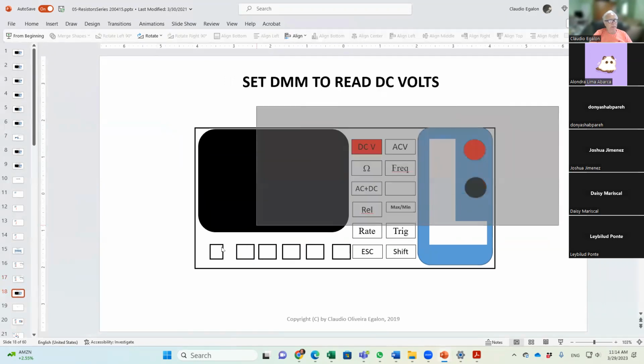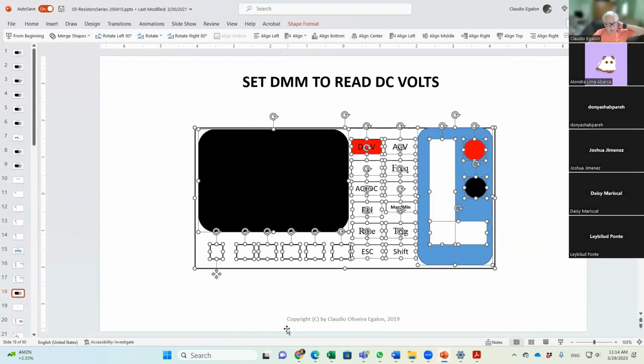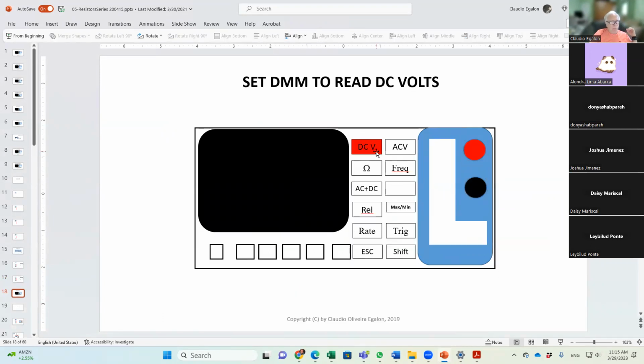Sometimes when you see an instrument like that, you see so many buttons that you get lost. You feel kind of intimidated by the complexity, by the number of buttons in there. But don't let that scare you. And we are going to make measurements in DC volts.